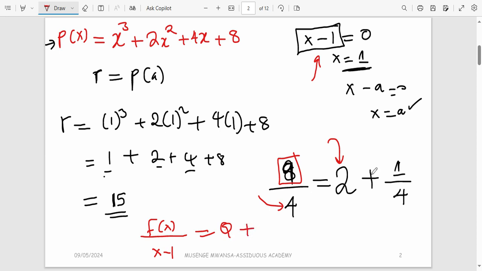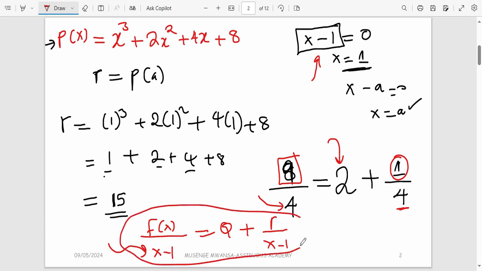And then plus you are going to have a remainder on top, and then divided by the same factor that you used at the beginning, x minus 1. So this is a general expression that we write when you divide something into something else. You're always going to write the quotient and then the remainder over the divisor.